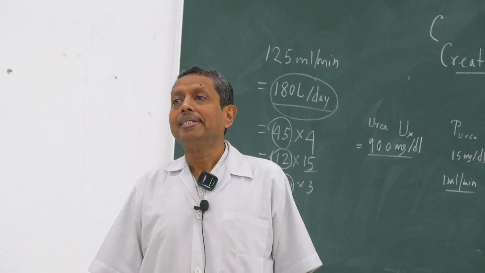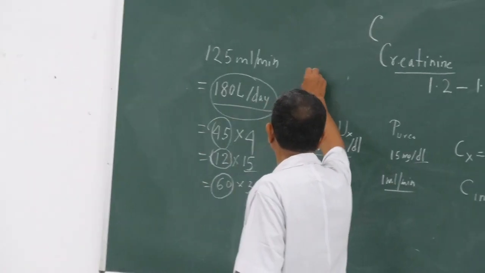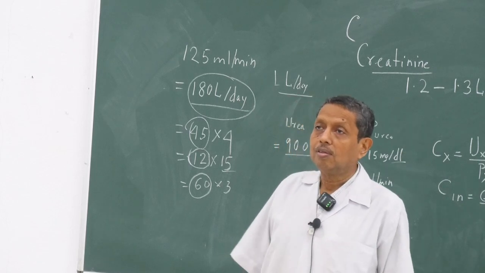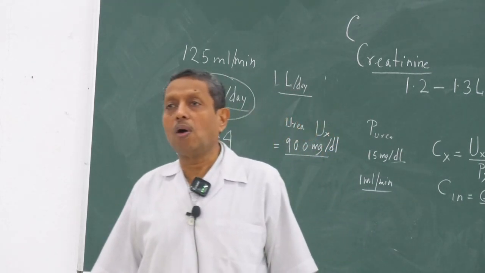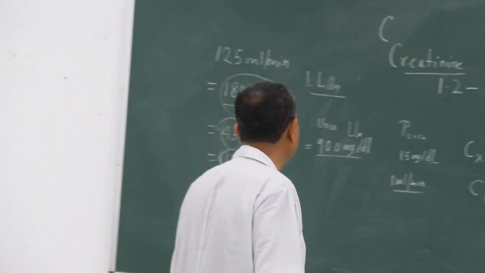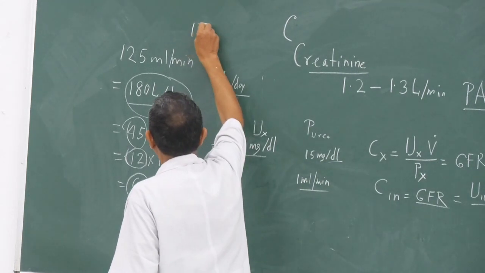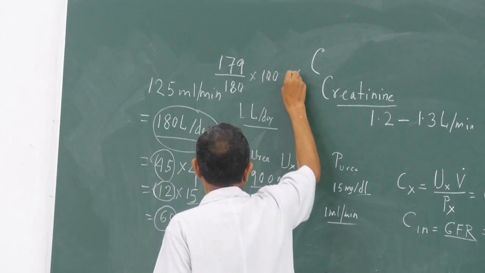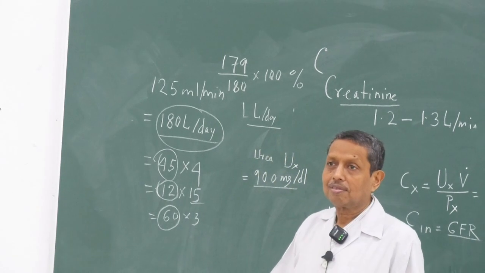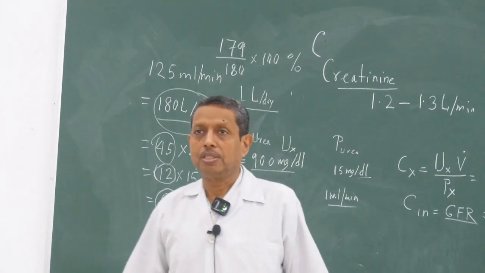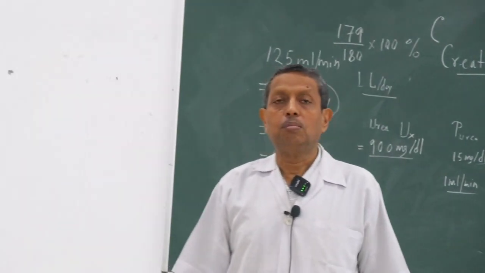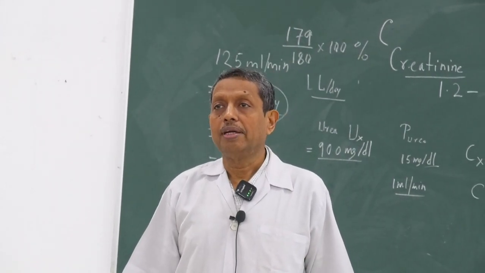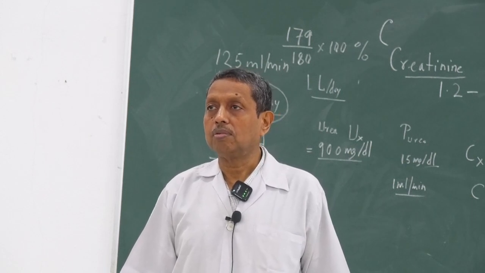And urine formed per day is roughly 1 liter per day. So what percent of the filtered load of water is reabsorbed? It is 179 by 180, more than 99%. More than 99% of the filtered load in a normal individual is reabsorbed.